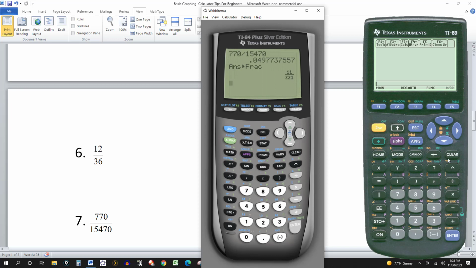Notice on this calculator, if I enter 770 divided by 15470 and hit enter, this calculator again doesn't give it to you as a decimal because it's set to exact. Now if you want a decimal approximation for this fraction, then just hit this diamond right here and then hit enter, and there it is. Okay, so that's your choice. That's what happens when you have it set to exact.